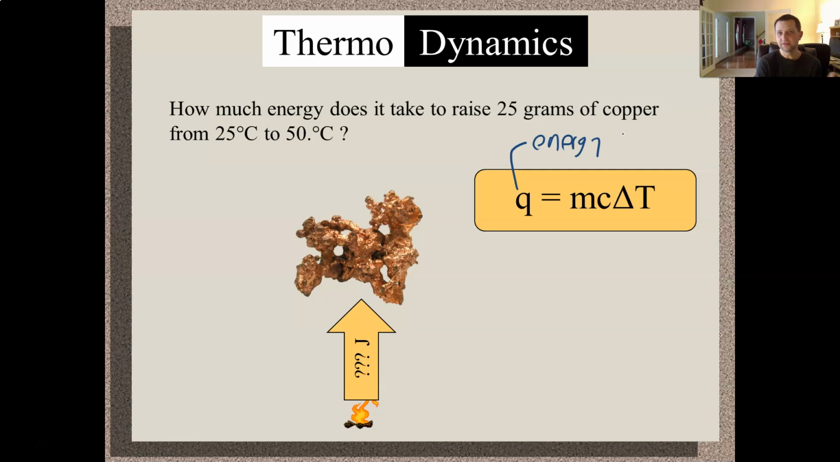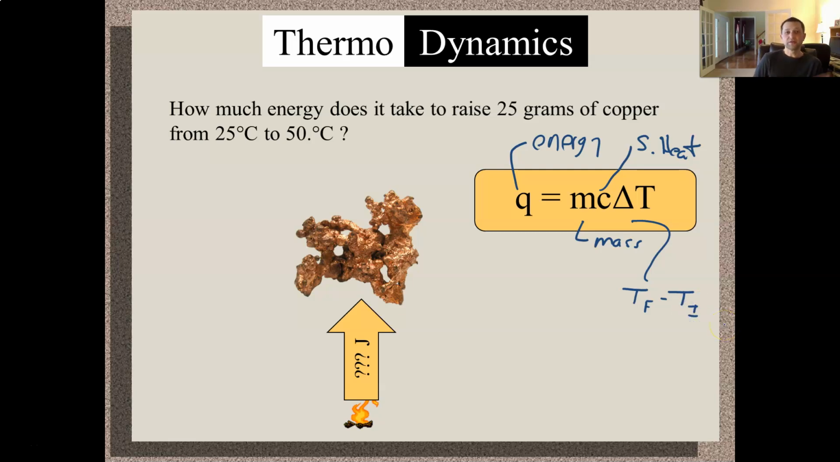M obviously is going to stand for mass in grams. We already had on the previous slide or two that C stands for specific heat. So specific heat. And the delta T is your change in temperature. So this is really important here. Your change in temperature is going to be your final temperature minus your initial temperature. T final minus T initial.